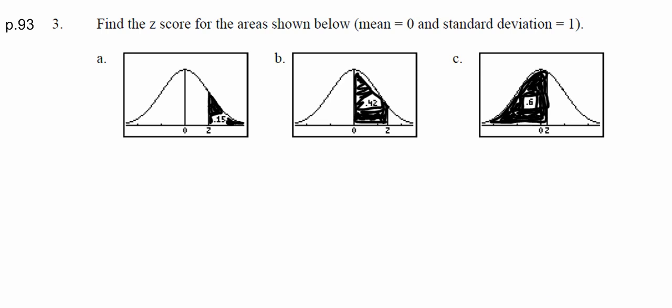Page 93, question number 3. Find the z-score for the areas shown below. Now we've got 3 different normal curves. Each one of them has a mean of 0, standard deviation of 1. And for each one, let's look at one at a time here.